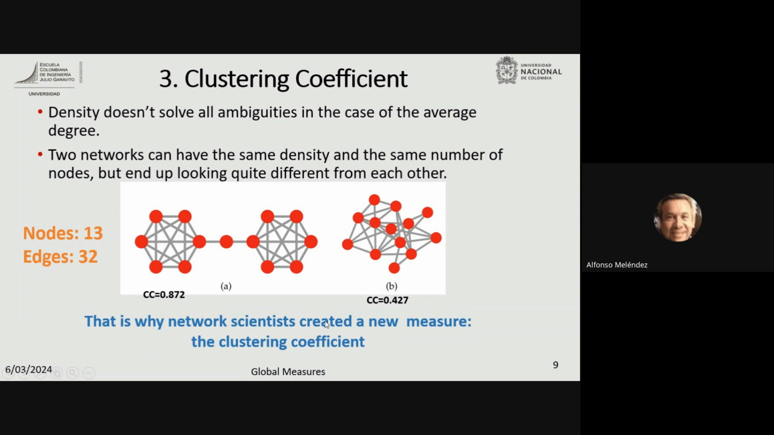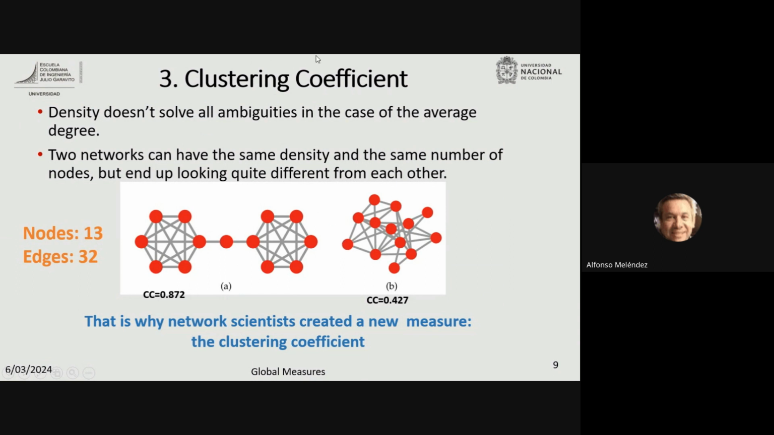That is why network scientists created a new measure called the clustering coefficient. The clustering coefficient of this network is 0.8 and of this one is 0.4. So the clustering coefficient, in a way, reveals the difference between these two networks.